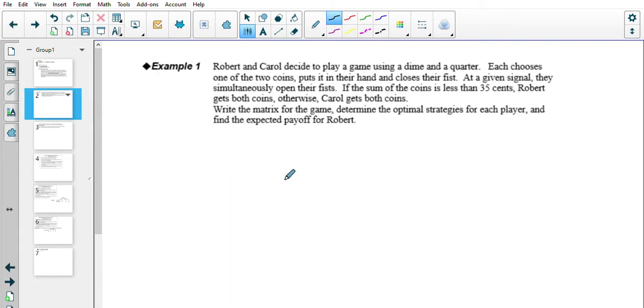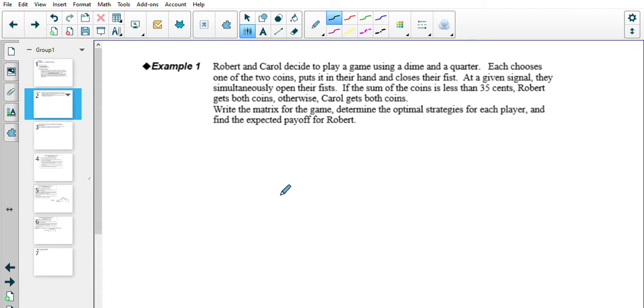Okay, so this is the first game we're going to talk about. Robert and Carol decide to play a game using a dime and a quarter. Each chooses one of the two coins, puts it in their hand, and closes their fist. At a given signal, they simultaneously open their fists. If the sum of the coins is less than 35 cents, Robert gets both coins. Otherwise, Carol gets both coins. Write the matrix for the game. Determine the optimal strategies for each player and find the expected payoff for Robert.